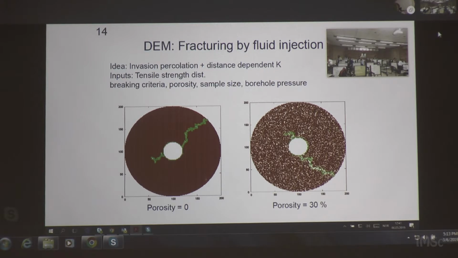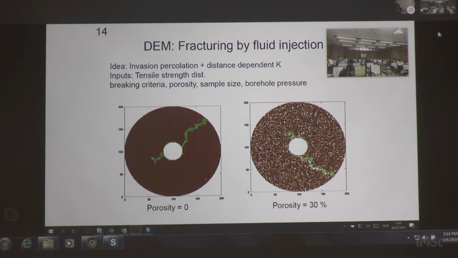So our inputs are tensile strength. Each and every point in this discrete element model has a certain strength. If the stress intensity factor is bigger than that strength, we remove that element from the model, so that creates a fracture or a crack there. So there are breaking criteria, there is porosity, and we have sample size and borehole pressure as external parameters.